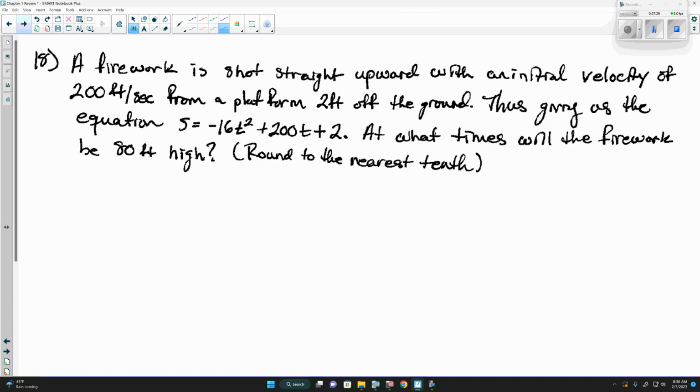Problem number 18 technically has a flaw in it because there aren't going to be two times where the firework's at the same height, because hopefully it blows up at the apex and doesn't come back down. But I would ignore that part.